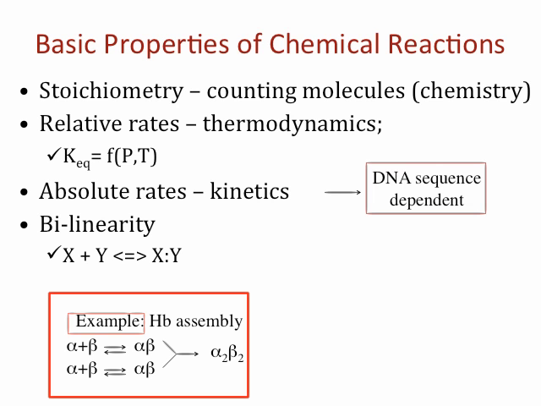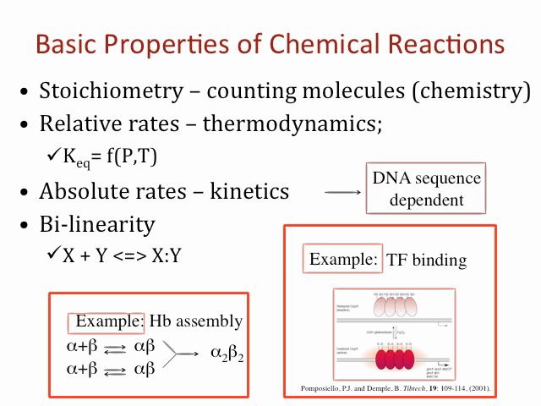Here's an example of associations. This is the assembly process of hemoglobin that I mentioned earlier, where an alpha chain binds to a beta chain to form a heterodimer of alpha and beta globins. Then two of these heterodimers bounce off of one another, and if they bind, form the heterotetramer.